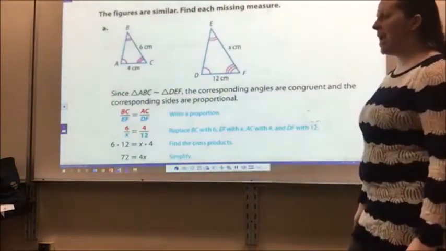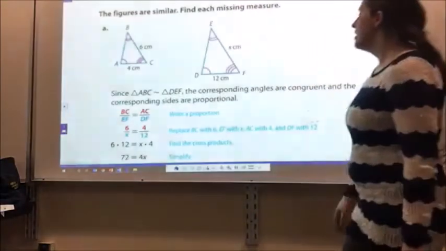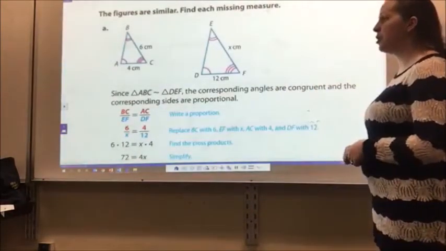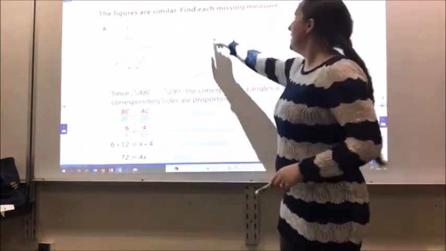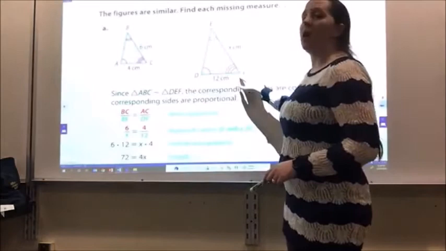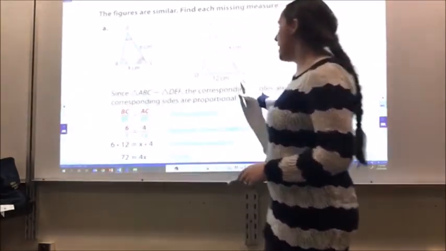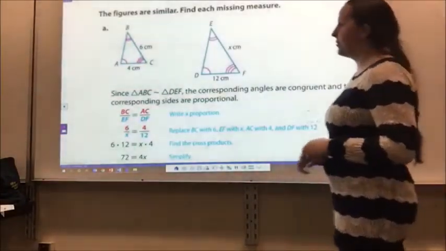I know triangle ABC is similar to triangle DEF. The corresponding angles are congruent and the corresponding sides are proportional. So that means BC and EF are proportional to each other, just like AC and DF are proportional to each other. So I can set up a proportion and solve.